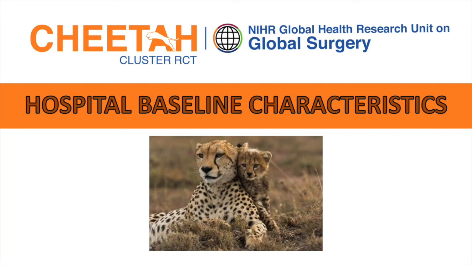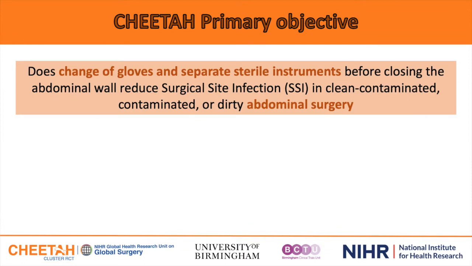This video introduces the CHEETAH trial hospital baseline characteristics form and some of the issues you'll need to work through when completing this form. But firstly, a quick reminder about the CHEETAH trial. Its primary objective is to determine whether a change of gloves and sterile instruments before abdominal wall closure reduces surgical site infection in clean contaminated or dirty abdominal surgery.